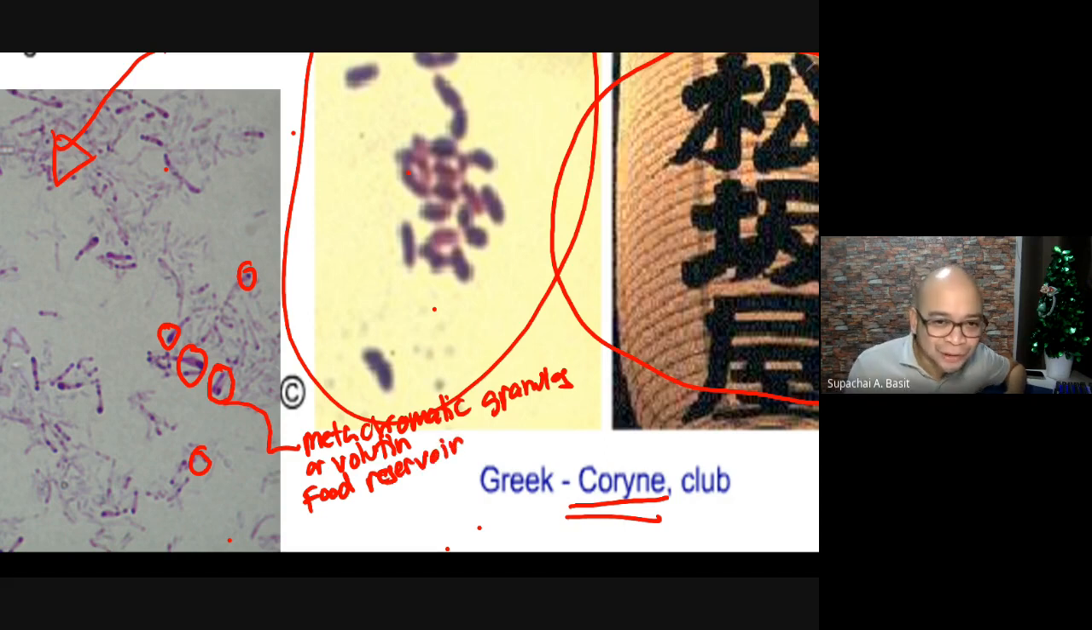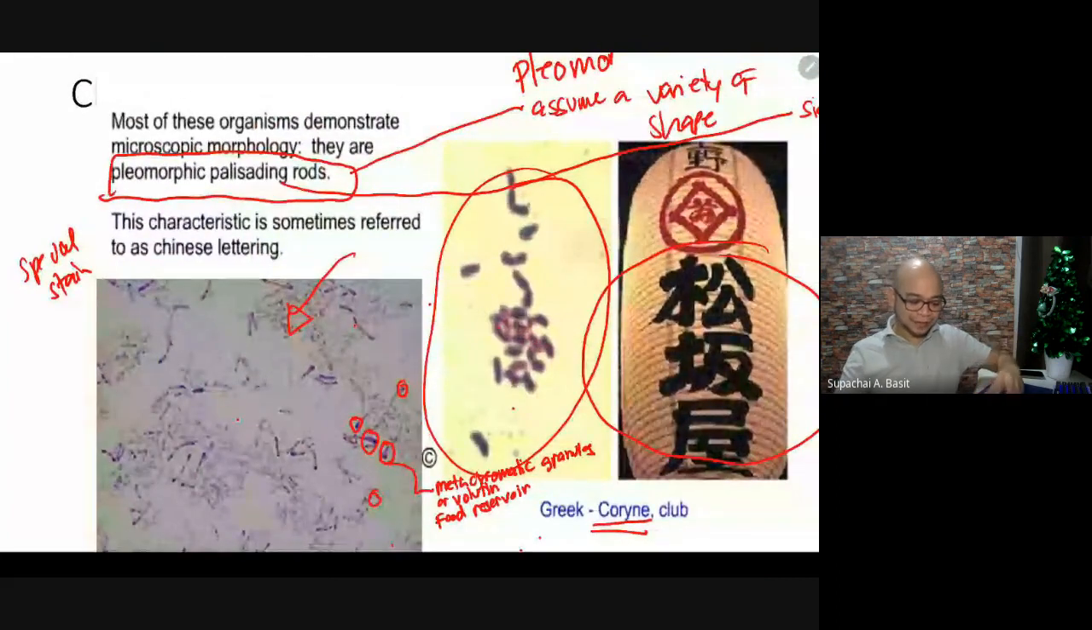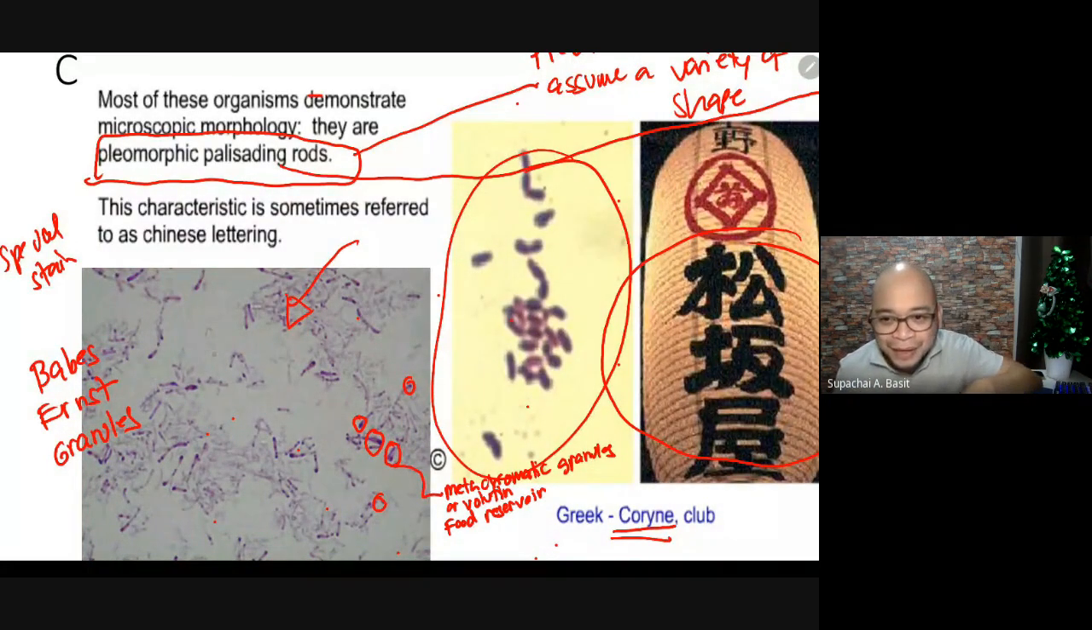For Corynebacterium diphtheriae, there's a special name for the metachromatic granules. The metachromatic granules of Corynebacterium diphtheriae are called Babes-Ernst granules.